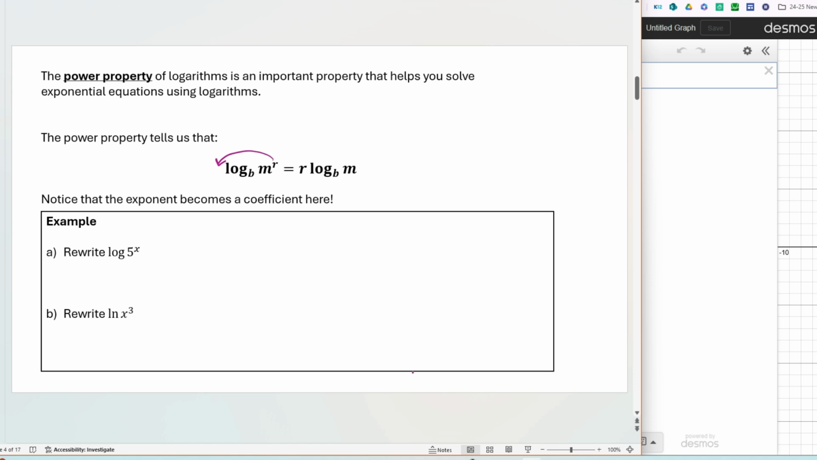For example, if we have the log, so that is the common log, right? The common log of 5 to the x, we can rewrite that as x log 5. So that x is going to come down in front and become a coefficient. If we have the natural log of x cubed, that 3 can come down in front, and that's going to become 3 natural log of x.